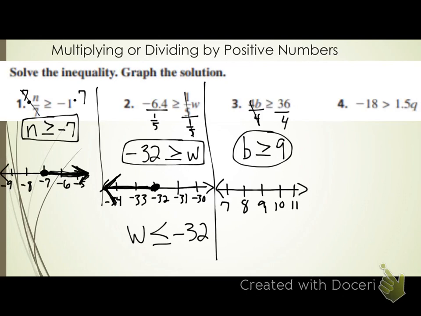Open or closed on 9? Closed. Shading which way? To the right. I want values that are greater than or equal to 9, so that'd be to the right of 9. Questions on 3? Feeling good about this so far?